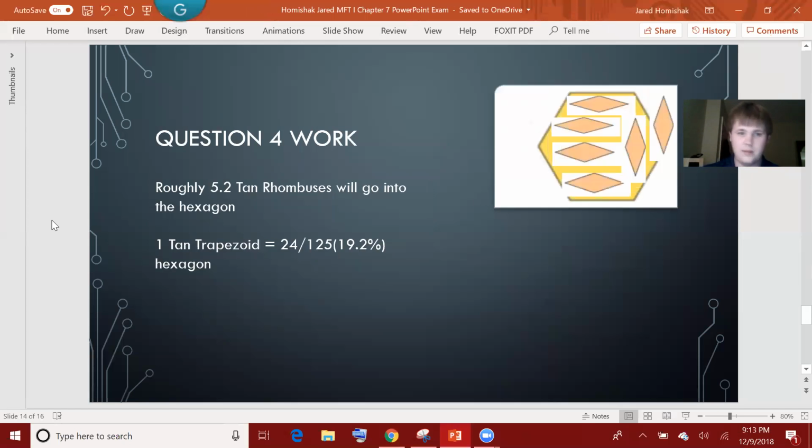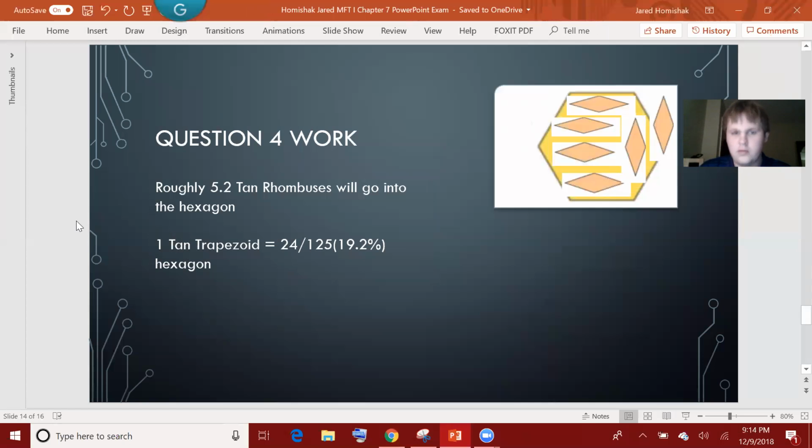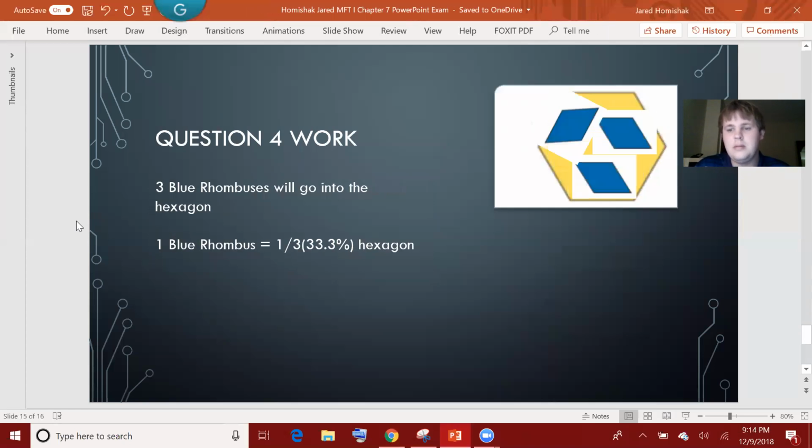Next, we have tan rhombuses. Again, much like with the squares, you're just going to want to overfill it, but with as few whole integers as you can. Here we have 5.2 tan rhombuses that will go into this hexagon. So that's in between 5 and 6. So once again, put 6 in there, but you want 1 to stick out. And you'll also calculate that a tan rhombus is 24/125, or a little over 19% of a hexagon.